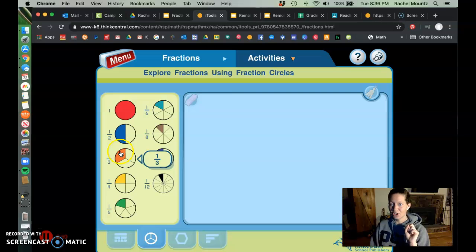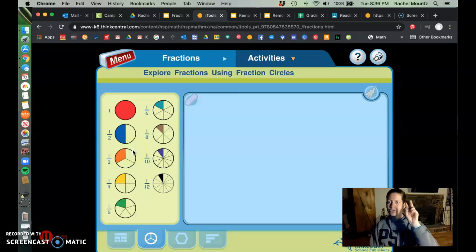Look down here at thirds. Here's my whole pie. You can see the circle going around the outside, and it's been cut into 3 pieces, okay? 1, 2, 3. That's my denominator. There is only 1 piece shaded, so that's why my numerator is 1.